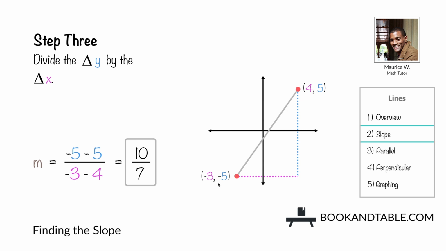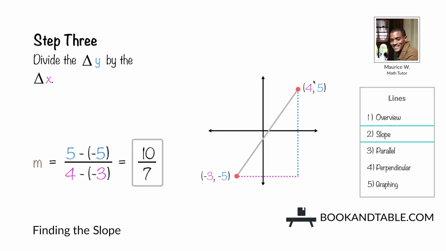Now when doing this, I considered this our first point and this our second point. As I mentioned, if you use the point furthest to the right as your first point and the one to the left as your second, you'll wind up with the same overall slope. You would get 5 minus -5, minus a negative would be positive, and you get 4 minus -3, minus a negative would turn this into a positive, so 4 plus 3 would be 7. So you'd still wind up with 10/7. As long as you use these together and these together, the final slope will be exactly the same.